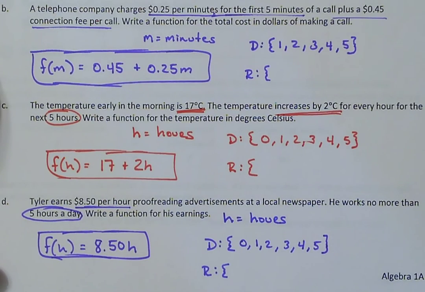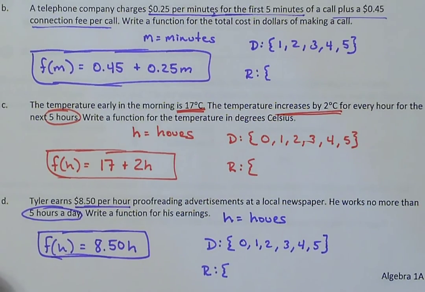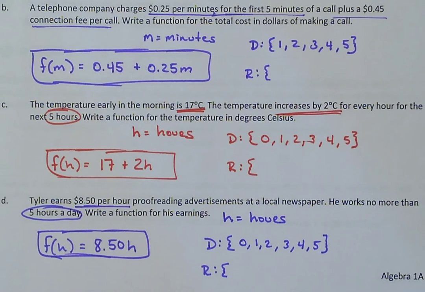And then my range would be by taking these numbers and plugging them into my function. So you do 0 times 8.5, 1 times 8.5, 2 times 8.5, and so on. So that is how we do example 2, and that is going to be our lesson for section 3.3 on modeling with functions.